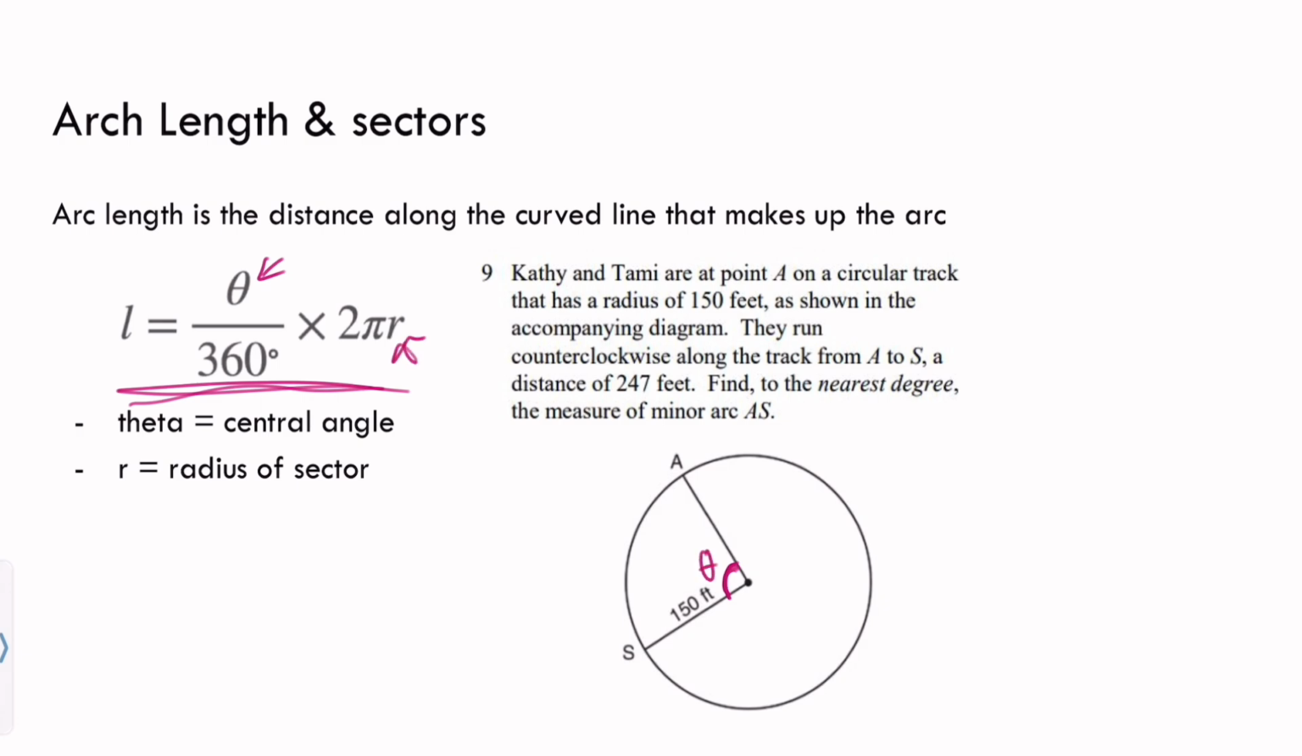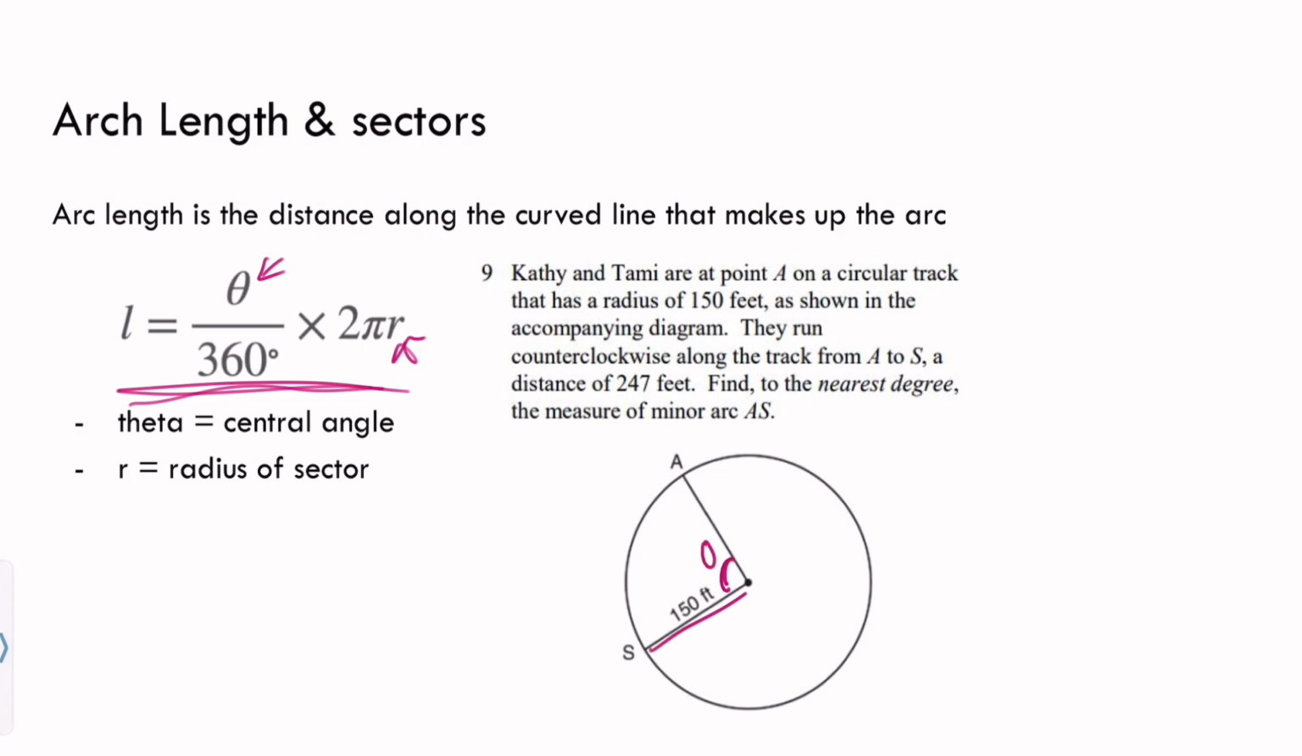And then the radius is this length right here. So looking at this practice question, Kathy and Tammy are at point A on a circular track that has a radius of 150 feet, as shown in the diagram. They run counterclockwise along the track from A to S, a distance of 247 feet. Find to the nearest degree the measure of minor arc AS.